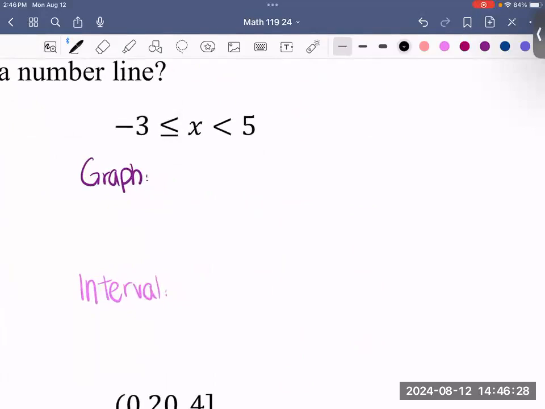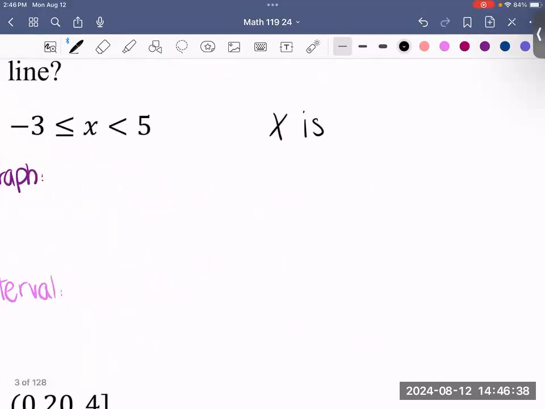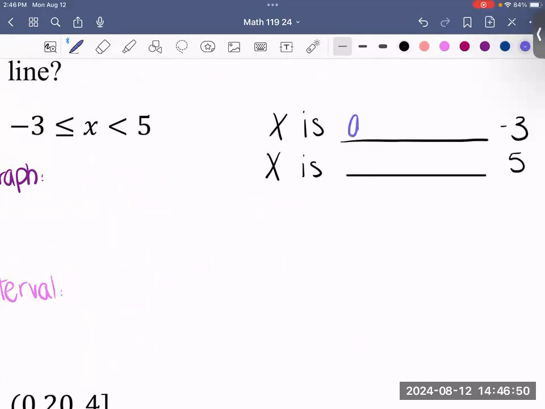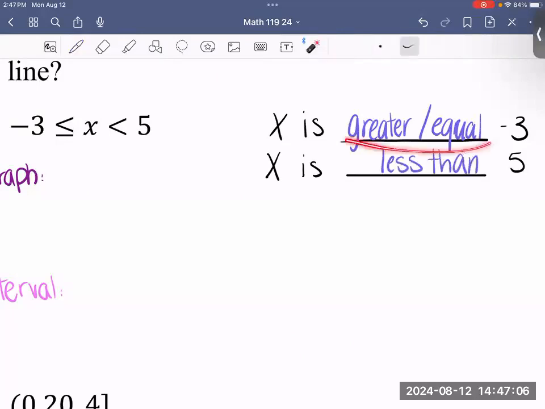Let's try this one. So we have -3, or I should say, well, again, we'll break it up. X is blank, -3, x is blank, 5. Well, x is greater than and equals to -3, and x is less than 5. We know it to be greater than or equals to because of this bar right here, whereas it's just less than because there's no bar.